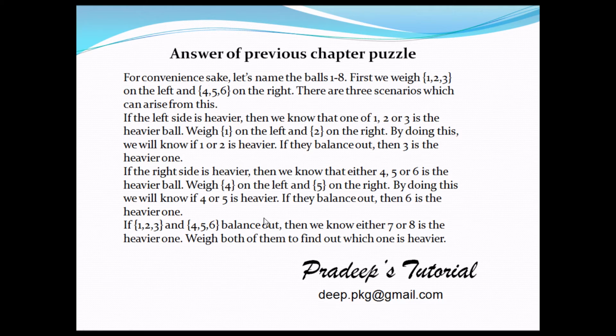Let's see now if both are balanced. 1, 2, 3 and 4, 5, 6 are balanced. That means the heavier one is in 7 or 8. So we know either 7 or 8 is the heavier one. So we'll weigh 7 on the left side and 8 on the right side, and we'll easily come to know which is the heavier. So in two chances only we'll come to know the heavier ball. Okay, we'll move to the session now.